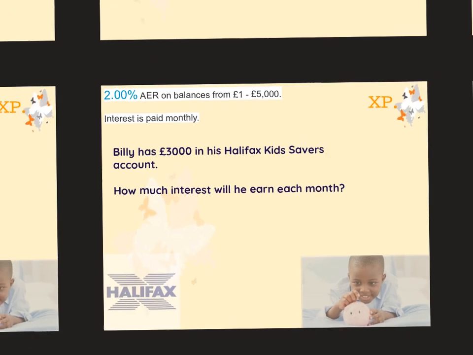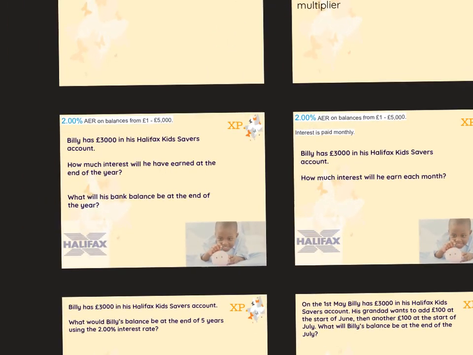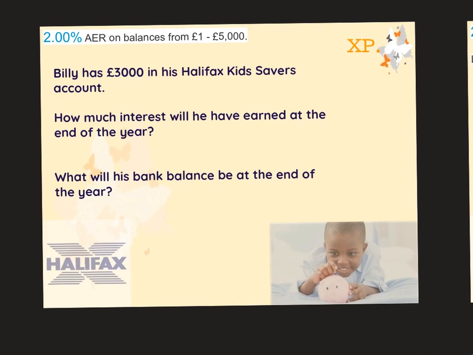So what we have to do, I've just realised I've skipped one. Let's go back. So he's got £3,000 in his Kids Savers account. How much interest will he have earned at the end of the year? So we're just going to do the £3,000. Remember, we're using multipliers to be the most efficient we can be. Multiply by 0.02 and get £60.